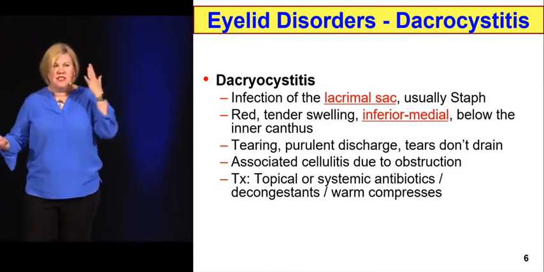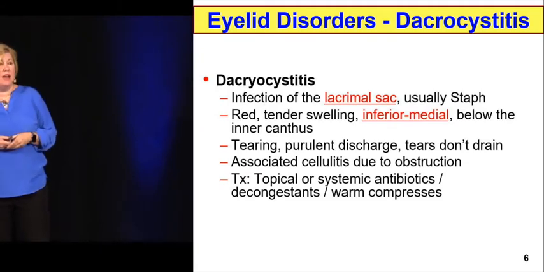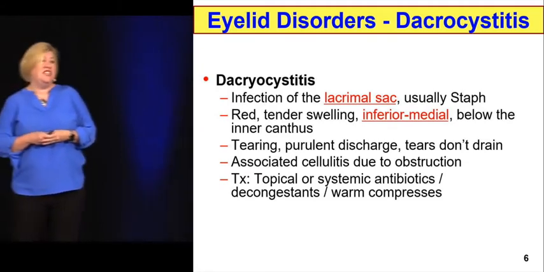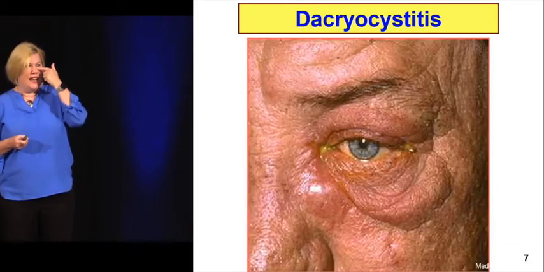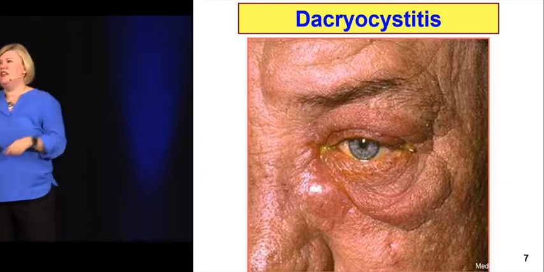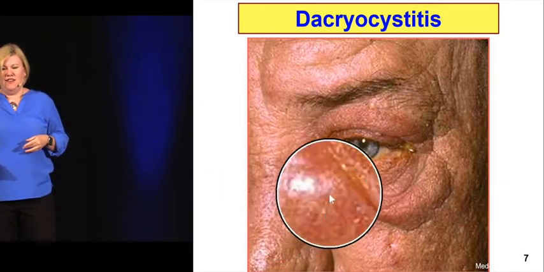These we typically start with warm compresses. If it looks particularly angry, maybe some topical antibiotics. If it's really got some cellulitis there, we might go systemic, and some decongestants can sometimes be helpful as well. Here you see that dacryocystitis, that swelling on the inferomedial part of the eye there. There you go. Ooh, look at this fancy pointer. I love it. Okay, there you go.